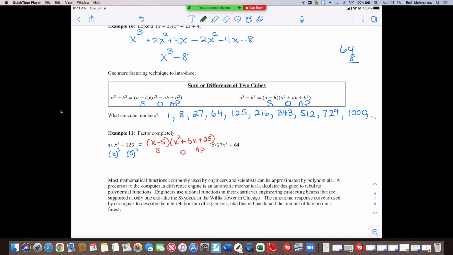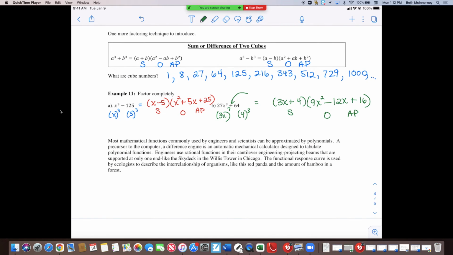All right, what cubed is 27x cubed? 3x, right? That's 3x. What cubed is 64? 4. So here we go. It goes 3x. It's the same sign as this one, okay? So it's a plus. Then you square the 3x. I do the opposite sign. I take the 3x times the 4x is 12x. Always positive, and then you square the 4.